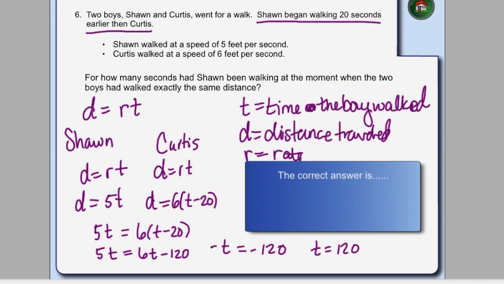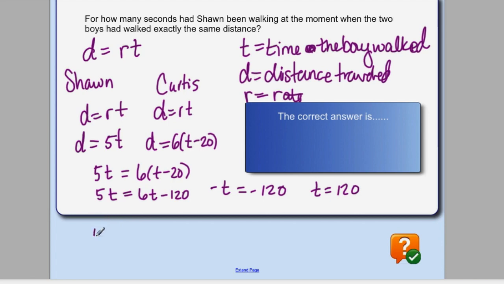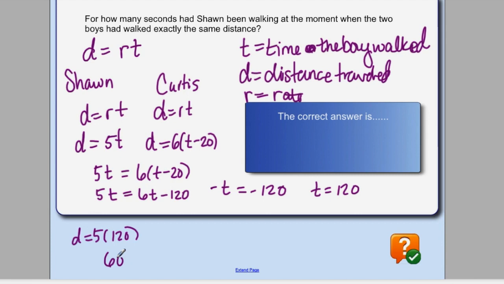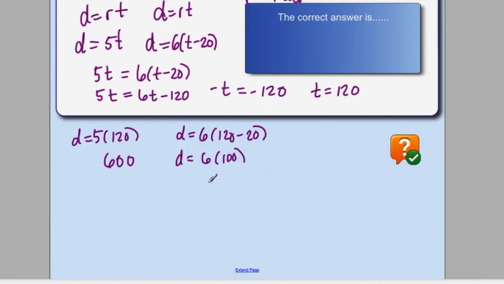To verify that, let's say that Sean has walked 120 seconds. What would his distance be? Well, 5 times 120 equals 600 feet. And Curtis, if the timer had been going for 120 seconds, then that means he had been walking 100 seconds, and at 100 seconds he would be 600 feet. So that's how you determine where they would be at in the race at the same time. They would both be at 600 feet at 120 seconds into the race.